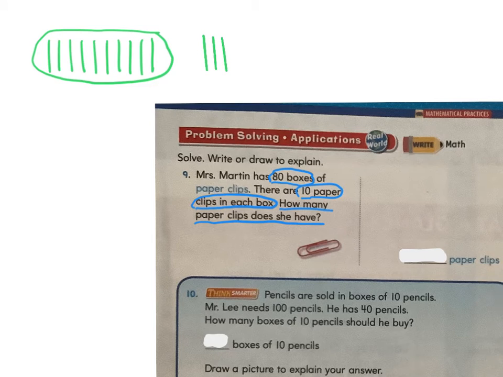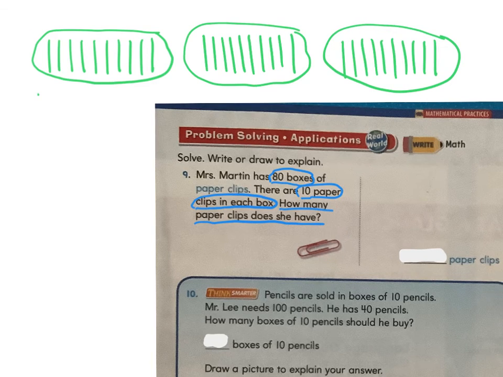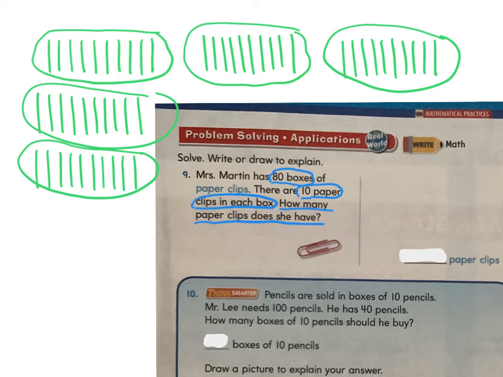11, 12, 13, 14, 15, 16, 17, 18, 19, 20. Circle it, 'cause that's another 100. Let's keep going all the way to 80. 21 through 30. That's another 100. 31 through 40. That's another 100. 41 through 50. That's another 100. Can you keep going on your own?